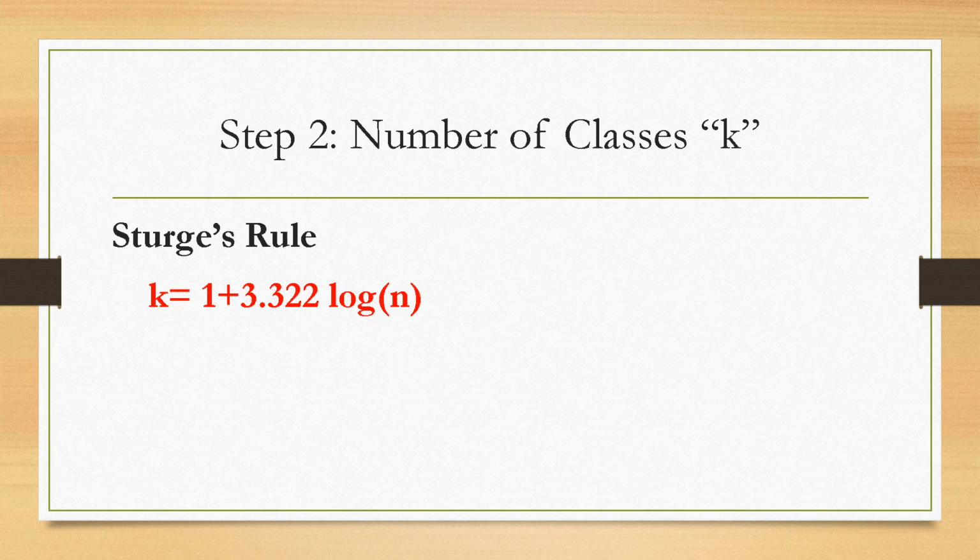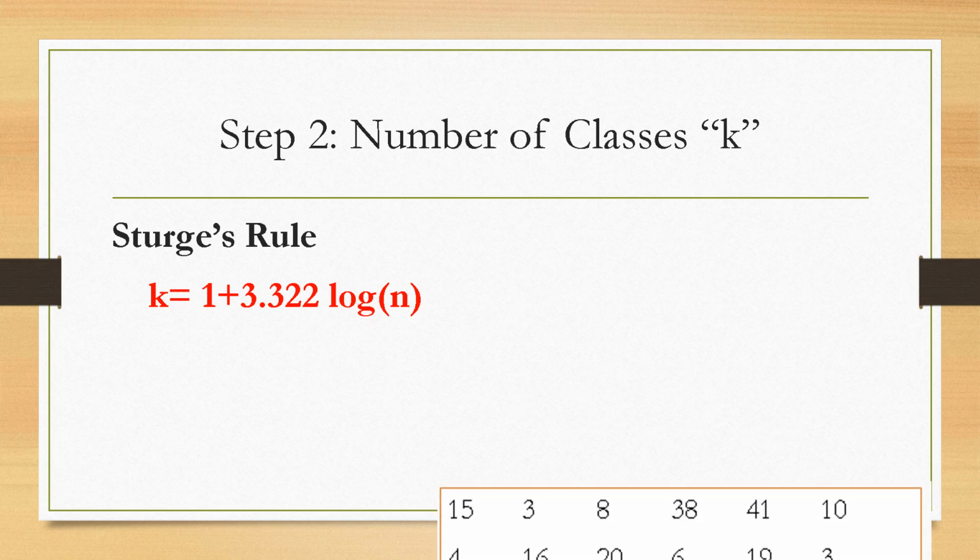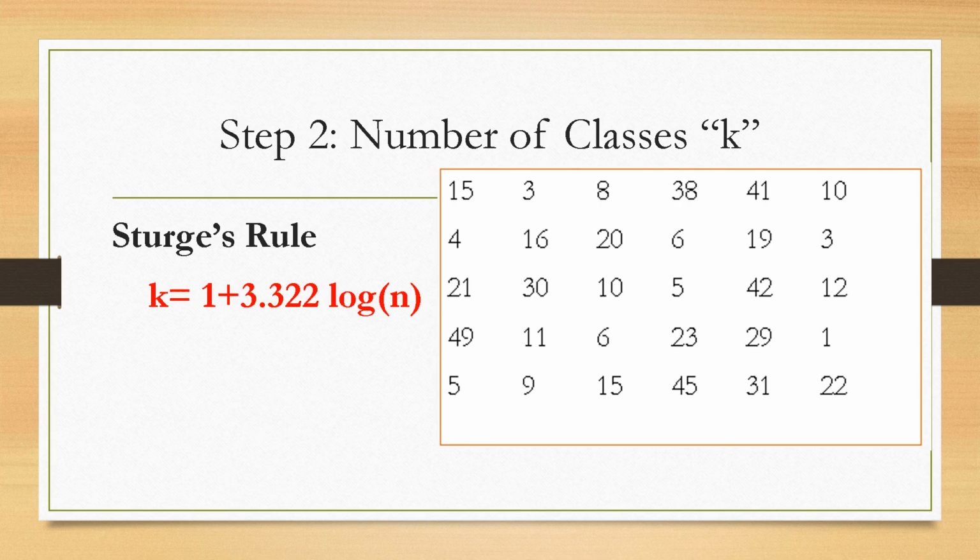Step 2, computing for the number of classes, or K. We are going to use Sturges' rule. The formula is K equals 1 plus 3.322 log n, where n is the number of data. Going back to our given, these are the scores. If we count them, the result is 30. Therefore, the number of data is 30.